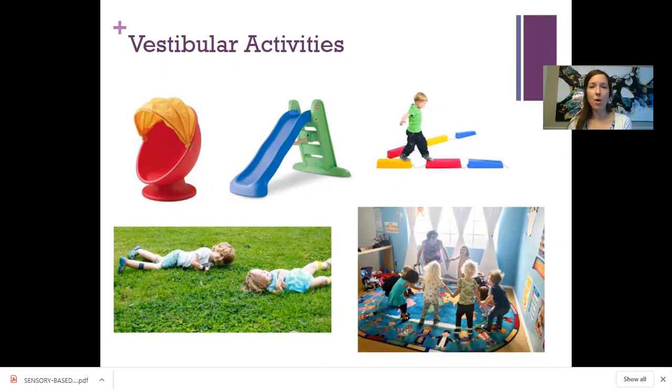Something to note about spinning is it's a very, very powerful type of vestibular input, and you have to be careful. When you spin a child, they can have effects all day from that vestibular input, and it may not be very calming for them. You can also have physiological changes in blood pressure and things like that. So before you spin a kiddo, you might want to talk to your OT about that.